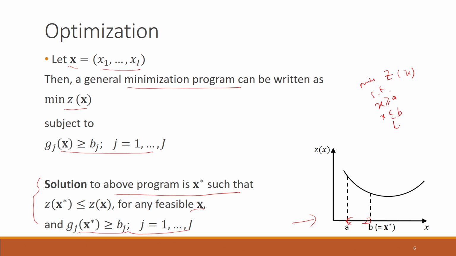Now this constraint x less than or equal to b is equivalent to minus x greater than or equal to minus b. Okay, so now both of these two constraints are in this form here, where we have these greater than or equal to signs. So here the g1 constraint is this function x here, g2 is minus x here, and b1 is a here, and b2 is minus b here. Okay.